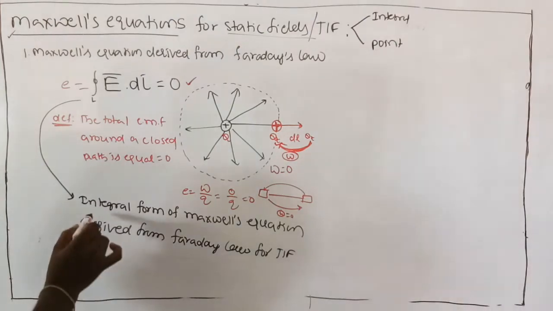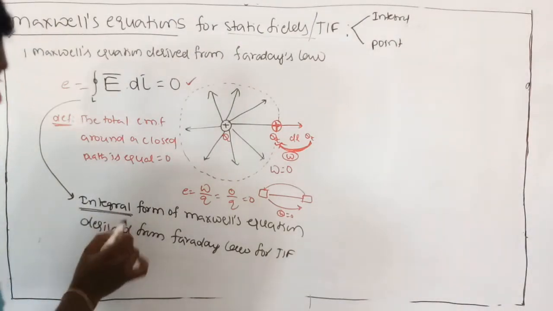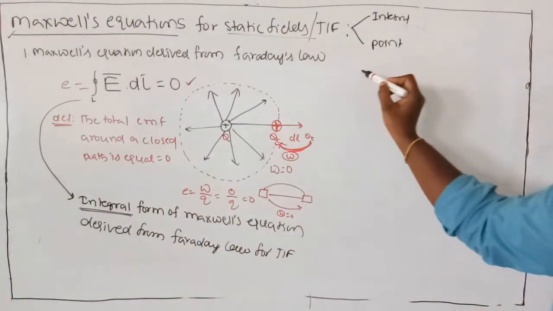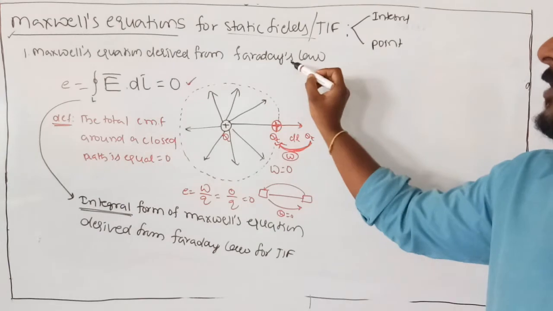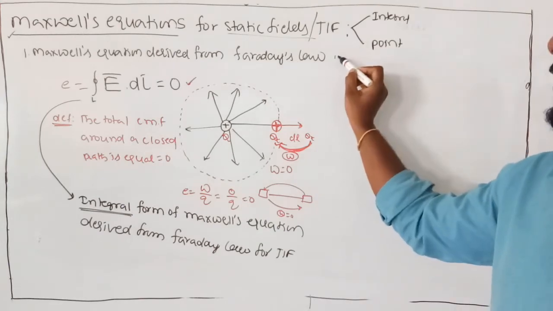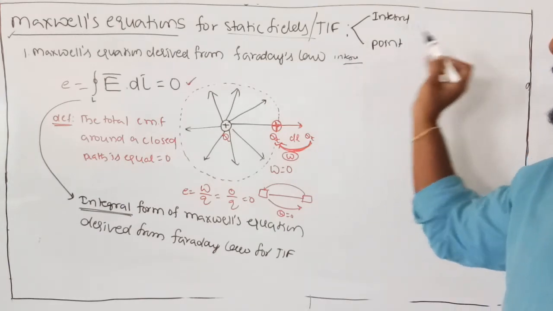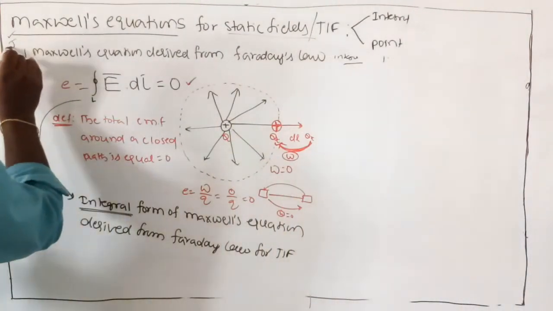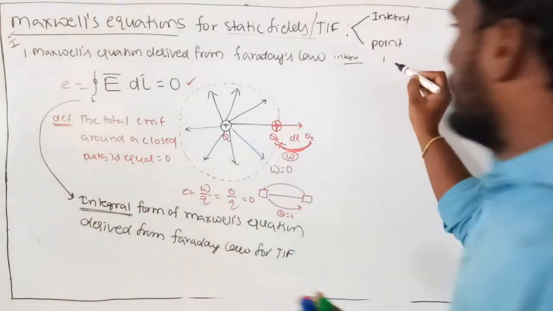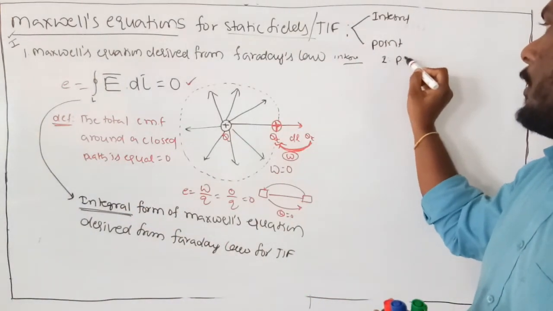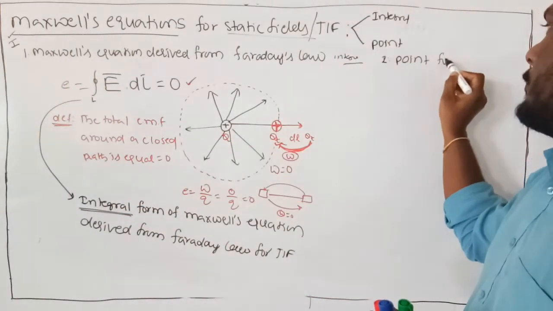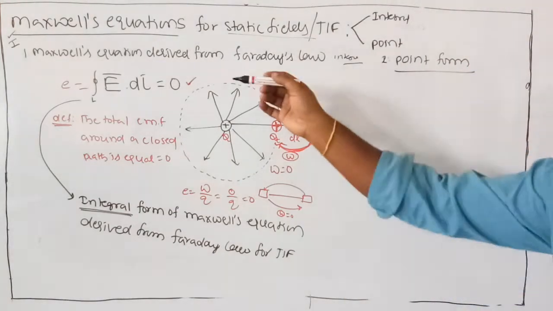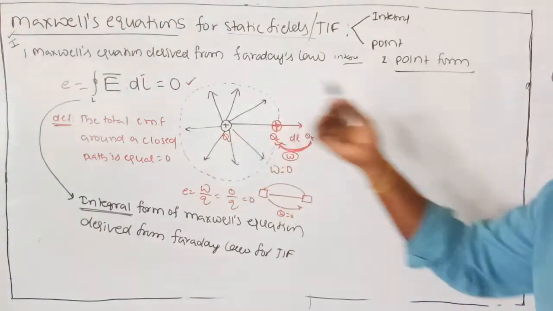Now we have to derive the expression in the point form. This is the integral form. Now we will see the point form. Maxwell's equation derived from Faraday's law in integral form, this is the heading, integral form. Next, this is Roman numeral 1, and this is subtopic 2, the point form. How can you express the equation from integral form to point form?